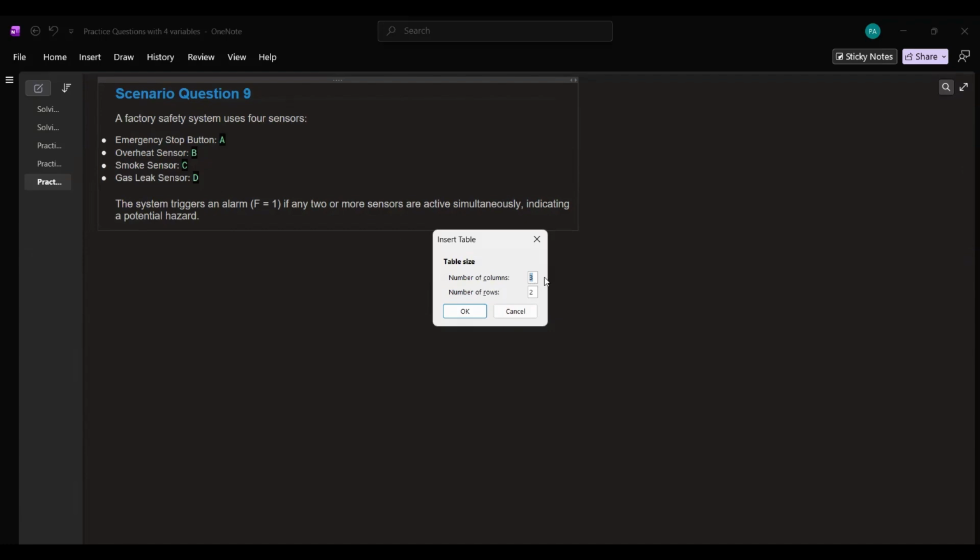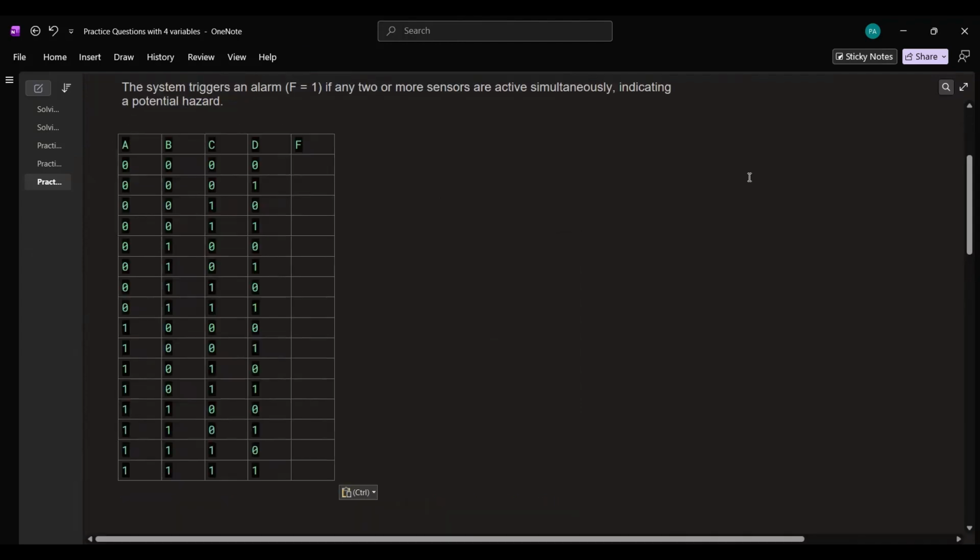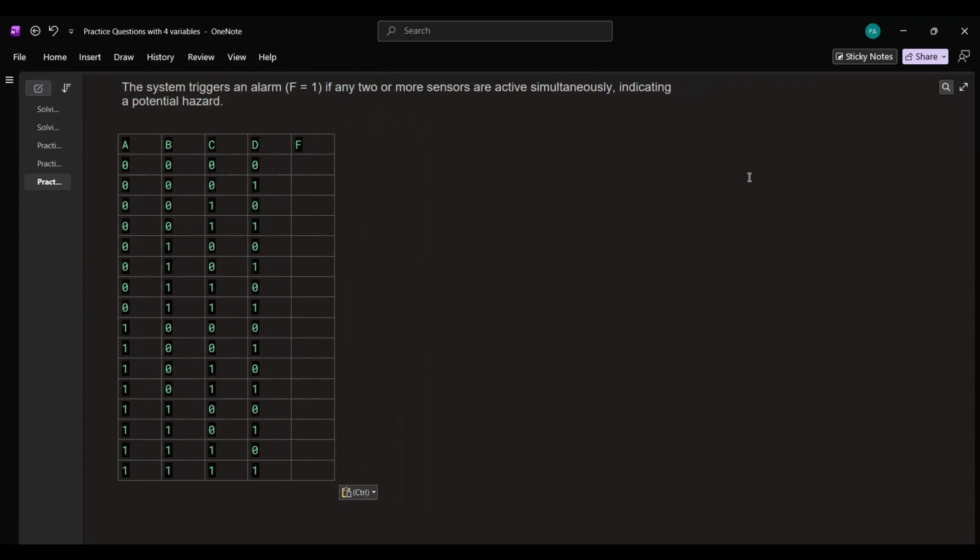It will obviously require 5 columns, A, B, C, D, and then output F. Then we will have 17 rows. So that's what we have here. Now we have all 16 combinations for the 4 bits. The condition is the system triggers an alarm F equals 1 if any 2 or more sensors are active simultaneously, which means 2 or more inputs should be 1 at the same time.